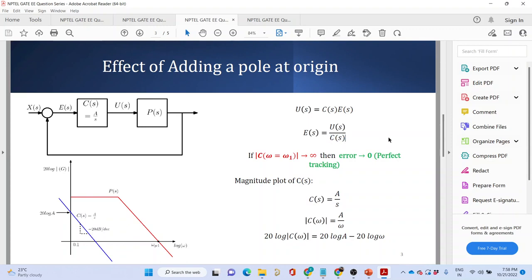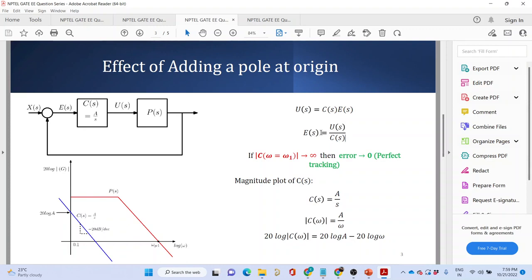Yes, sir. Navkirti, did you get what I'm saying? Yes, sir. Sir, can you repeat once again? I'm saying that. So what is U of s? U of s equals C of s into E of s. This you have understood? Yes, sir. So what can you write for E of s? E of s equals U of s divided by C of s. This you have understood? Yes, sir.